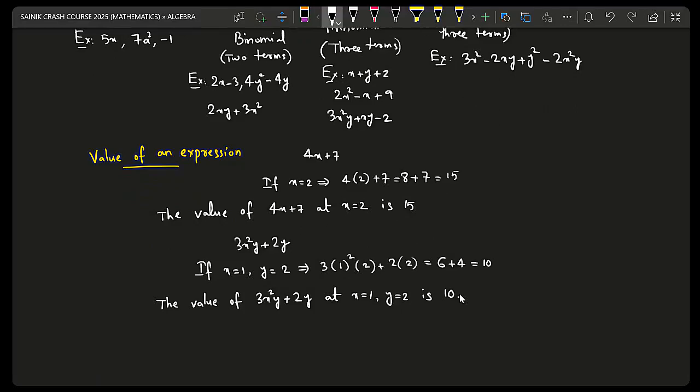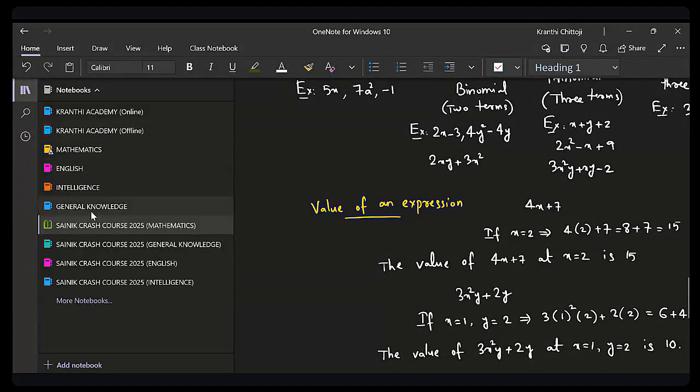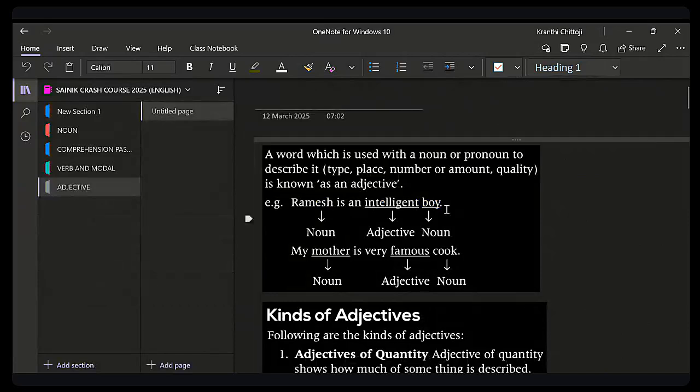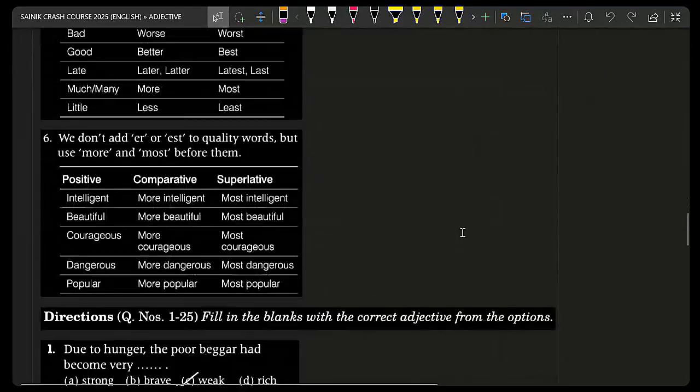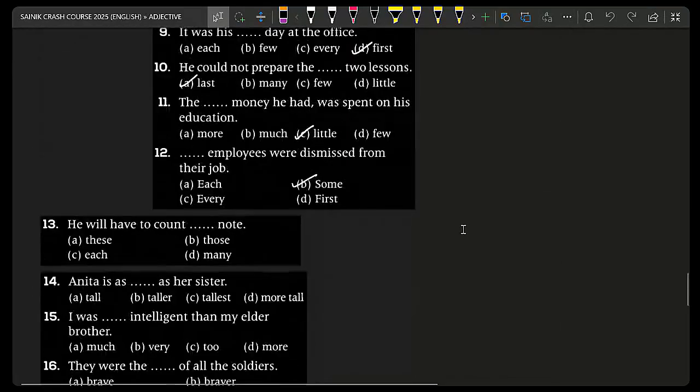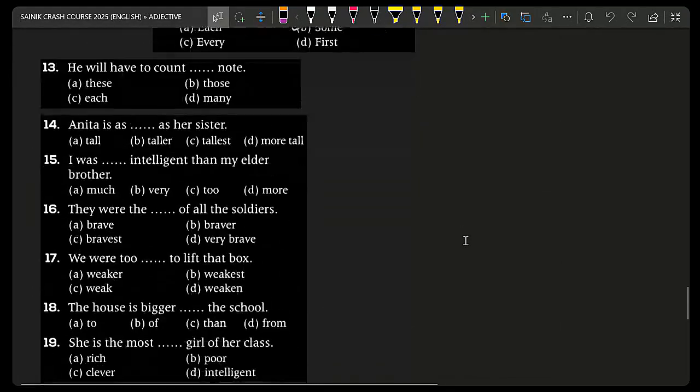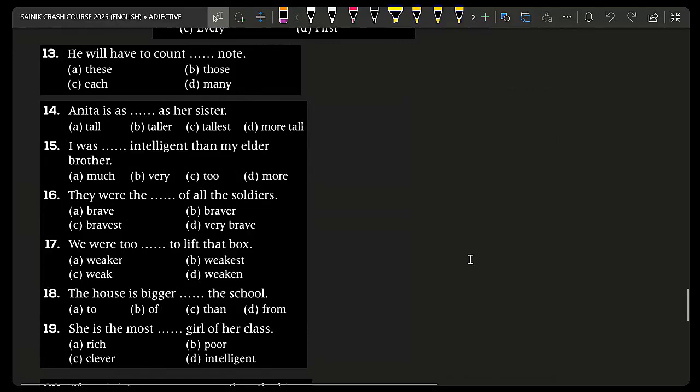Okay, so now we are going to start English. I think we were discussing adjectives yesterday, and we'll continue with that. Yes, adjectives. We discussed all these types of adjectives and degrees of comparison, and these questions I gave you yesterday for practice. Now let us try to answer them.